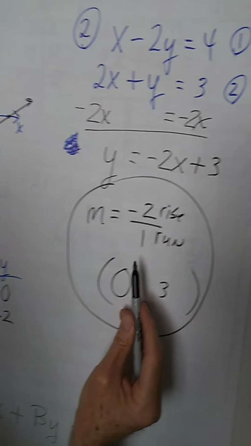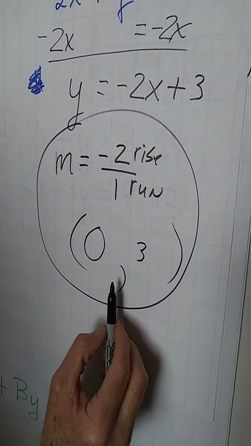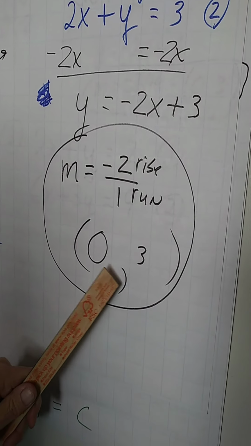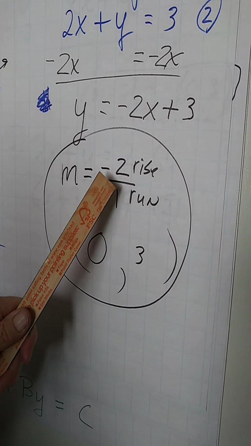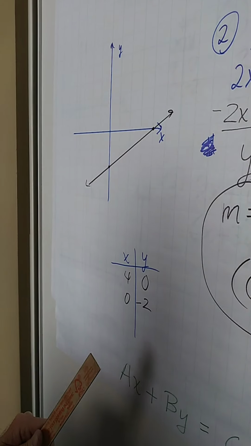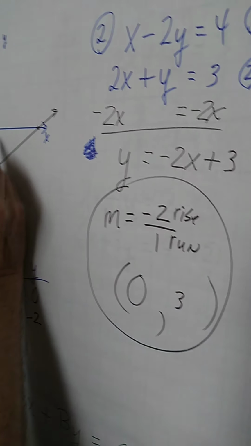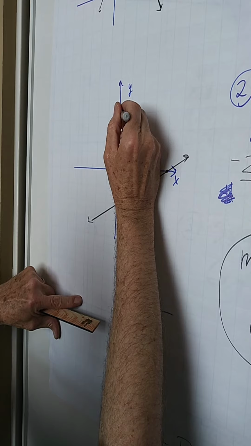Now let's go to this. When we graph an equation using the slope and the y-intercept, you always begin by plotting the y-intercept. You can't rise negative 2 if you don't have a beginning. You got to plot the y-intercept first. 0, 3. X is 0, up 3. 1, 2, 3.